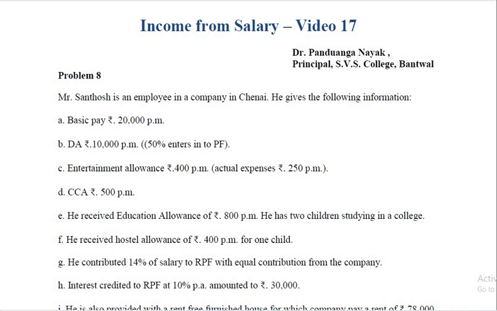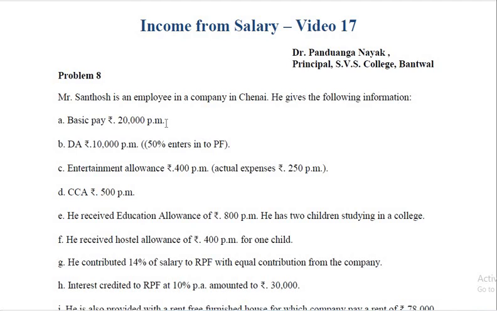Mr. Santosh is an employee in a company in Chennai. He gives the following information. Basic pay 20,000 per month. 20,000 into 12, that is his taxable basic pay. DA 10%, 10,000 per month, so 10,000 into 12.